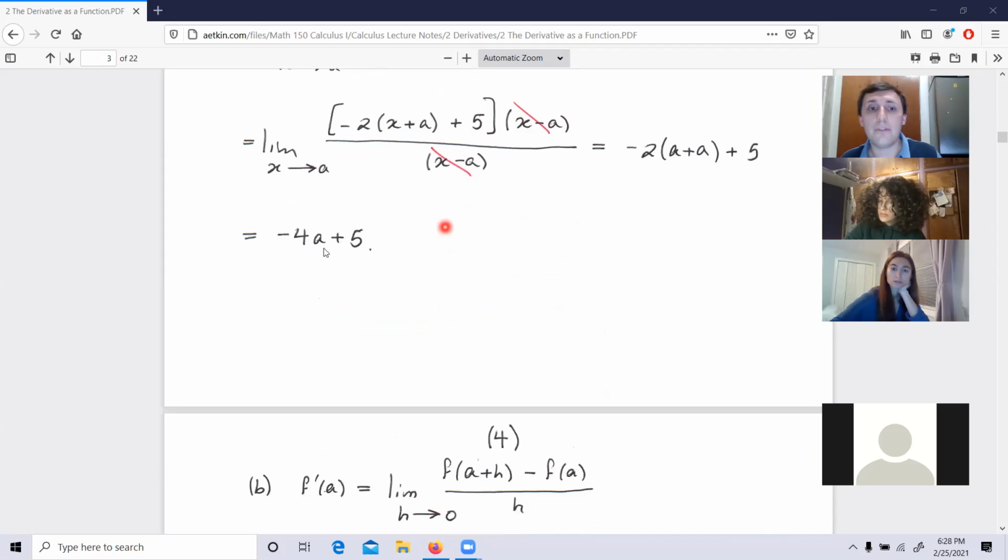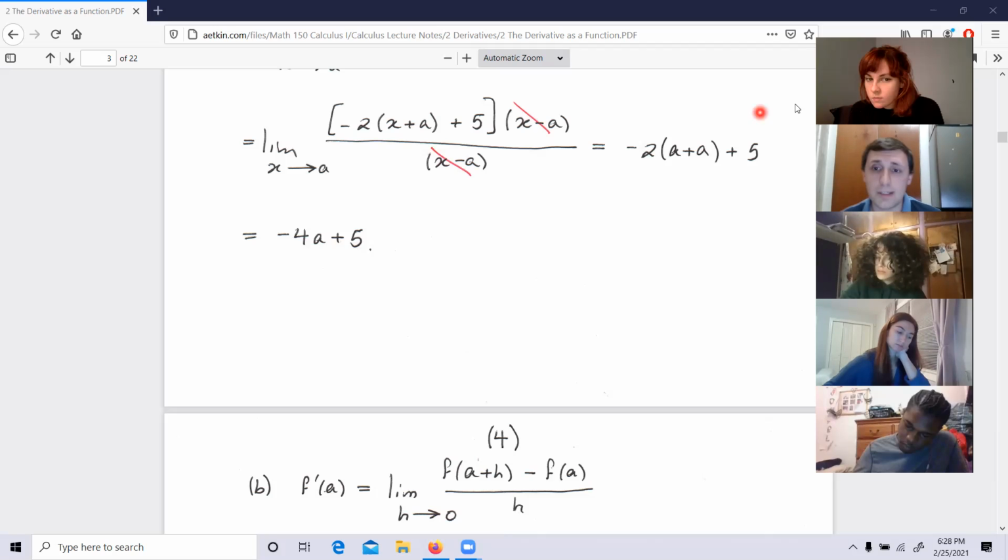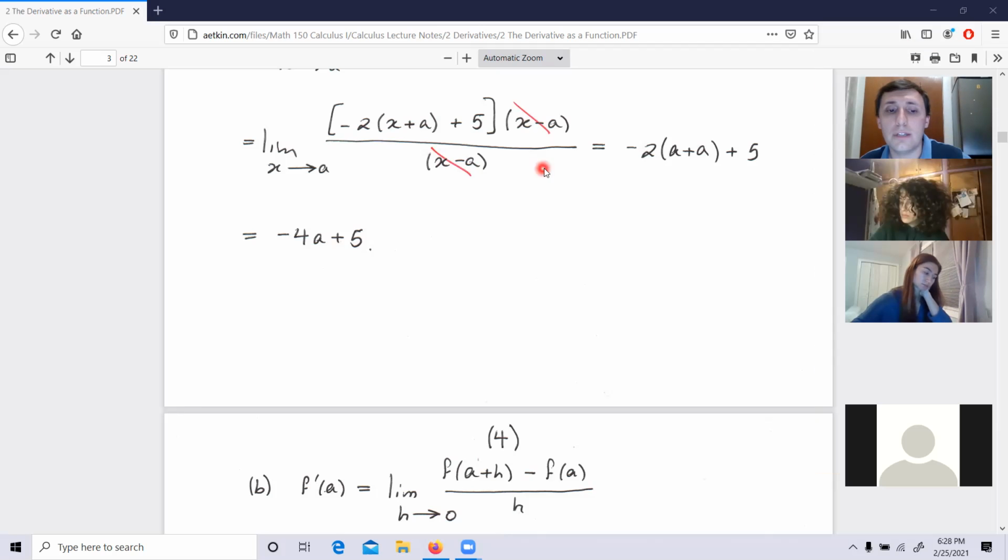All right, so we have minus 4a plus 5. What it means, guys, is that to calculate the slope at any point a, I just multiply by minus 4 and add 5. So for example, if I wanted the slope at x equal to 1, I just take minus 4 times 1 plus 5. Good? Now, has anybody tried doing it for the second method?